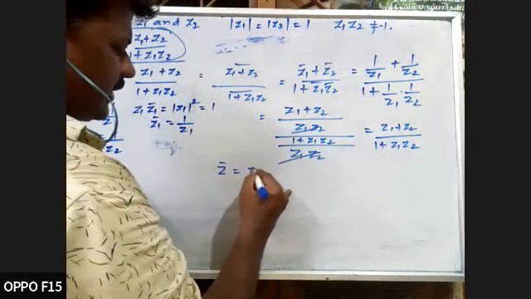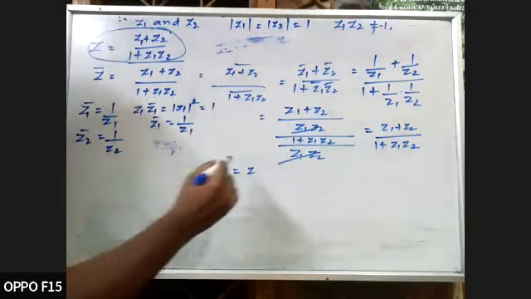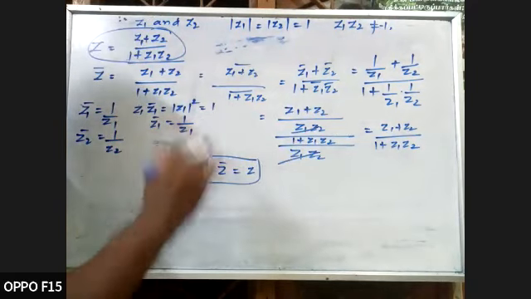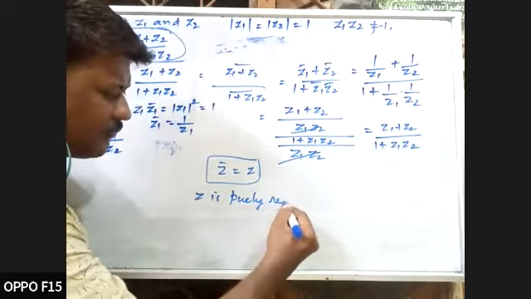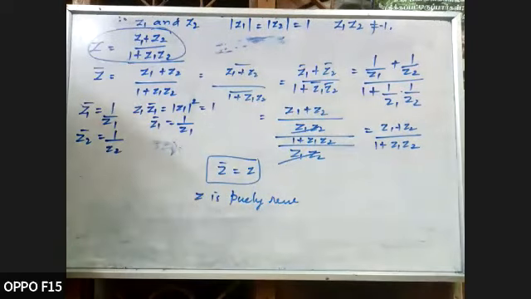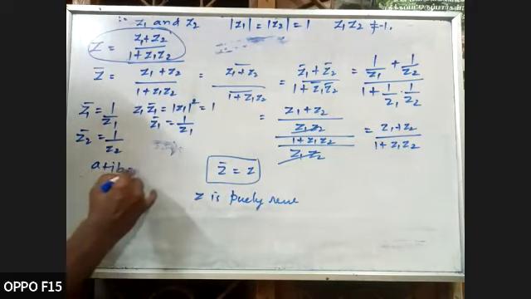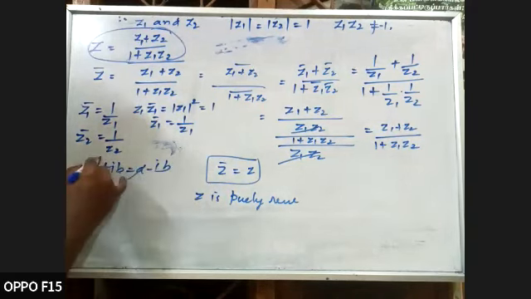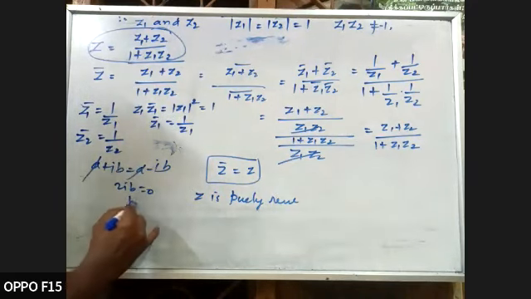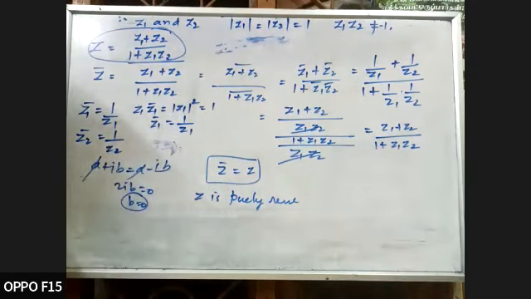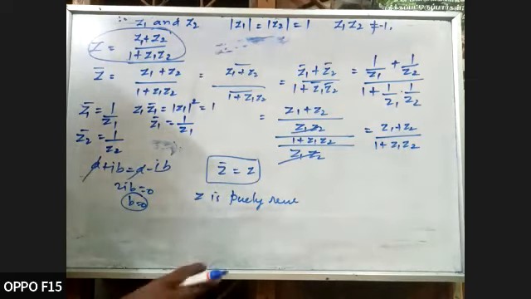Therefore, your Z conjugate is equal to Z. I already mentioned the condition: if Z conjugate is equal to Z, then Z is purely real. I gave this in the properties of conjugates. If Z and Z conjugate are the same, then A plus iB is equal to A minus iB. The A terms cancel, so 2iB is equal to 0. The value of B is 0. So it is purely real. So if Z conjugate is equal to Z, then Z is purely real.